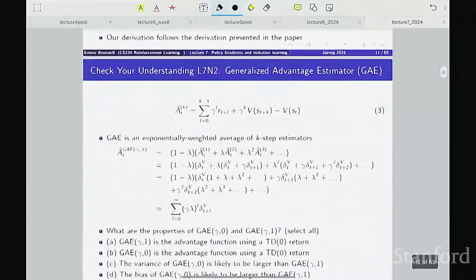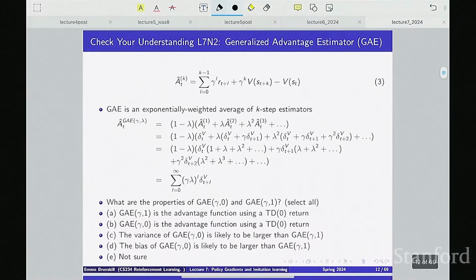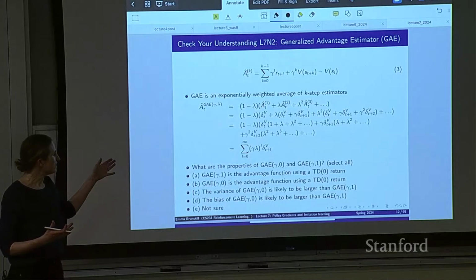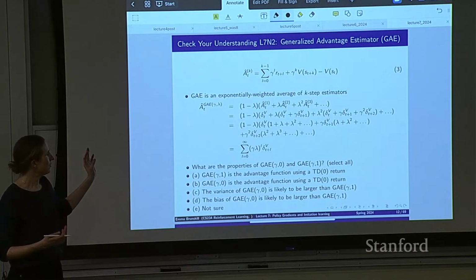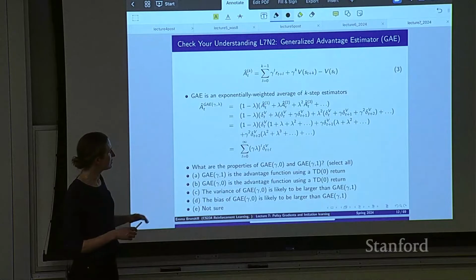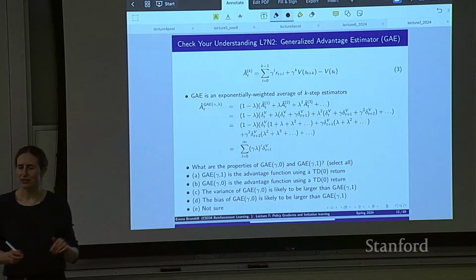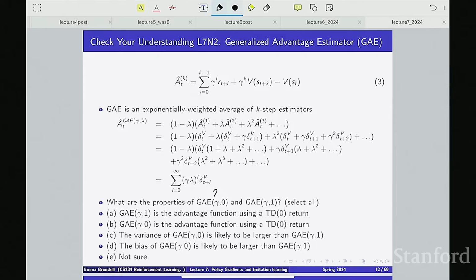Okay. All right, so let's think about what this means in terms of bias and variance, as we often like to, in terms of the estimators we're using. So this is trying to be an estimate of the advantage, and we'll do a check your understanding now about how different choices, so this is the discount factor, comma, your choice of lambda, which is how much you're weighting earlier ones versus later ones. So GAE is generally a function of these two hyperparameters. And let's think for a second about what this does for bias and variance and how it relates to TD.